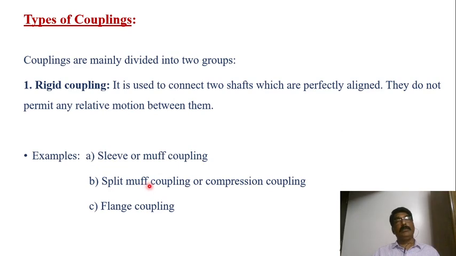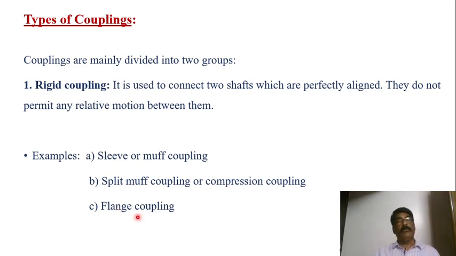Now coming to the split muff coupling, the muff is made up of two parts and are bolted together. Here also the shafts are in perfect alignment and motion is transmitted from one shaft to another. The main feature of the split muff coupling is it can be assembled or disassembled without changing the position of the shaft.